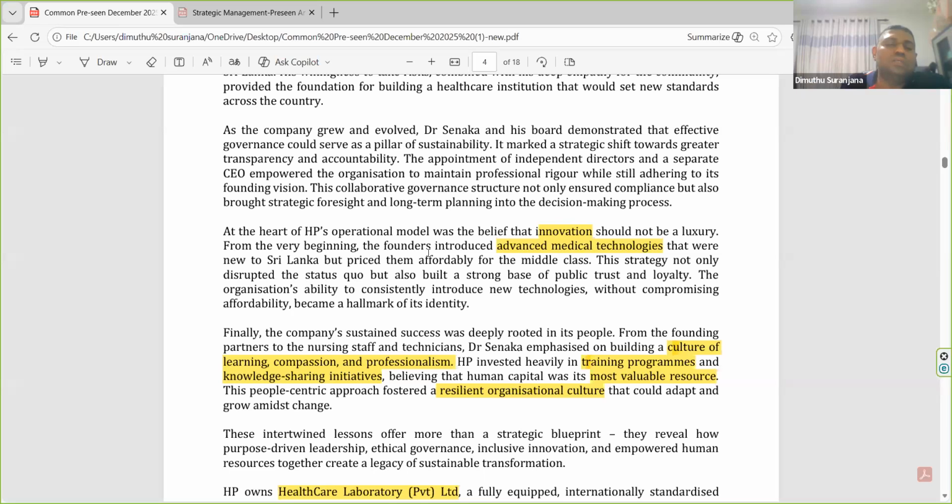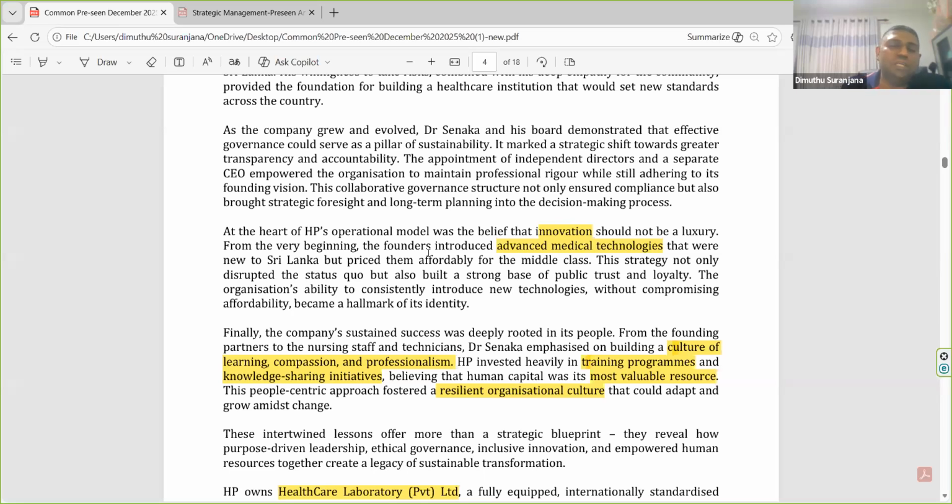Strategy not only disrupted the status quo, so status quo means the prevailing situation. It was to disrupt, change the prevailing situation, but also build a strong base of public trust and loyalty, which was helpful to develop good trust among the public as well as some loyalty. The organization's ability to consistently introduce new technologies without compromising affordability. They continuously introduce new technologies at a reasonable price.